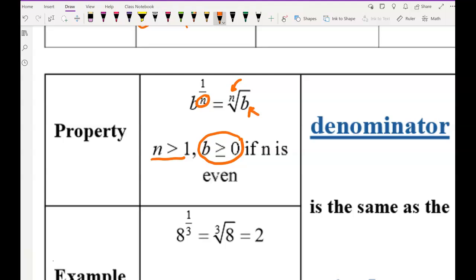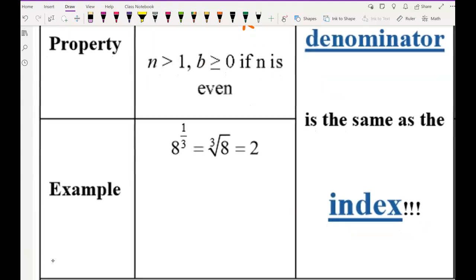Okay, so like 1/4 is fine for the base, but look at the n. It said it has to be bigger than 1. So it can't be a half, but it can be 1.5, it can be 1.01. So your denominators got to be bigger than 1, but your base, you can start with 0 and higher.